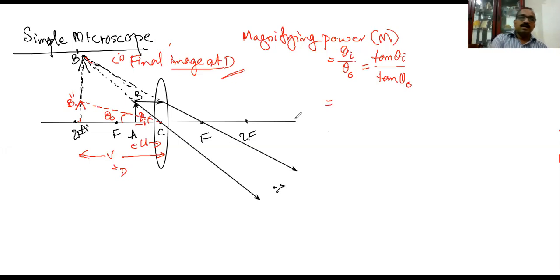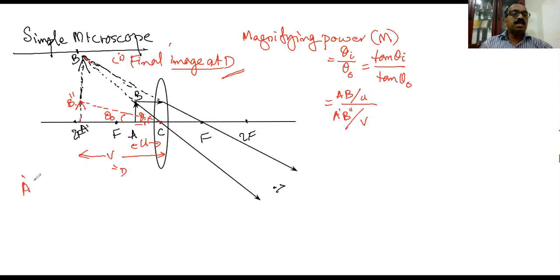By the way, magnifying power is nothing but similar to magnification. As far as a single lens is concerned, it is magnification. This is magnifying power, so we use it for optical instruments. Sometimes we use the term angular magnification as well. So instead of tan theta I, what I will write here according to the diagram is AB by U, divided by, instead of tan theta O, A dash B double dash by V.